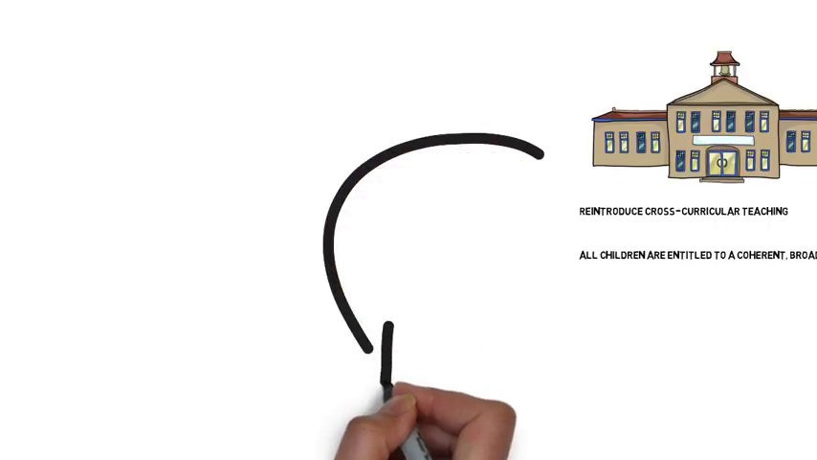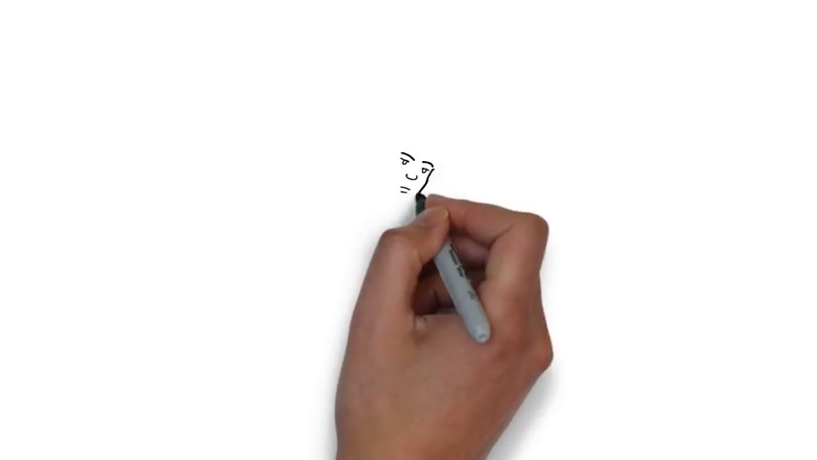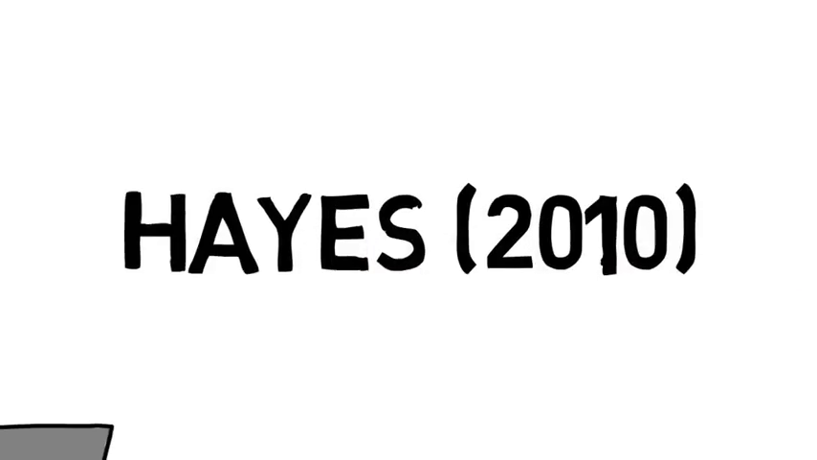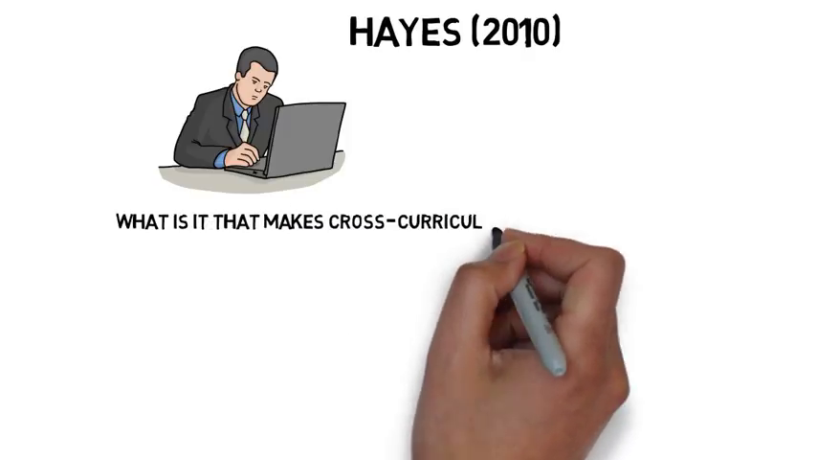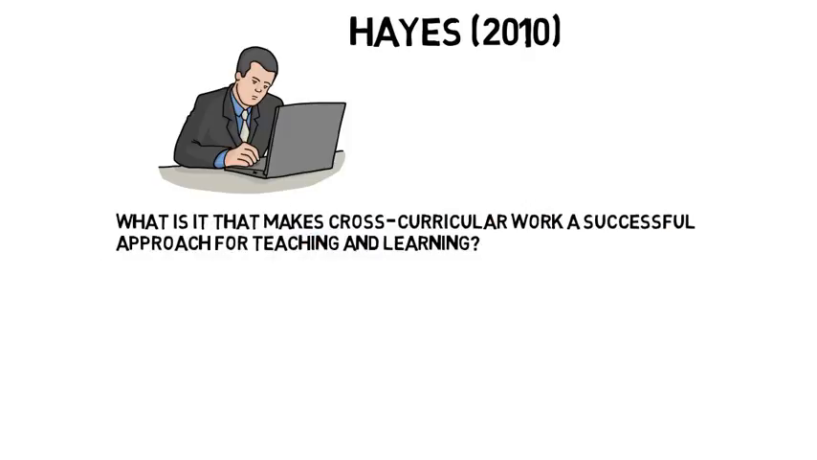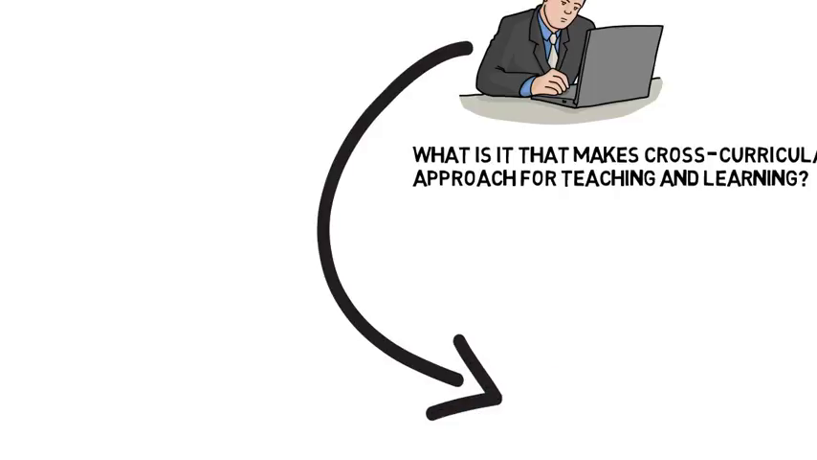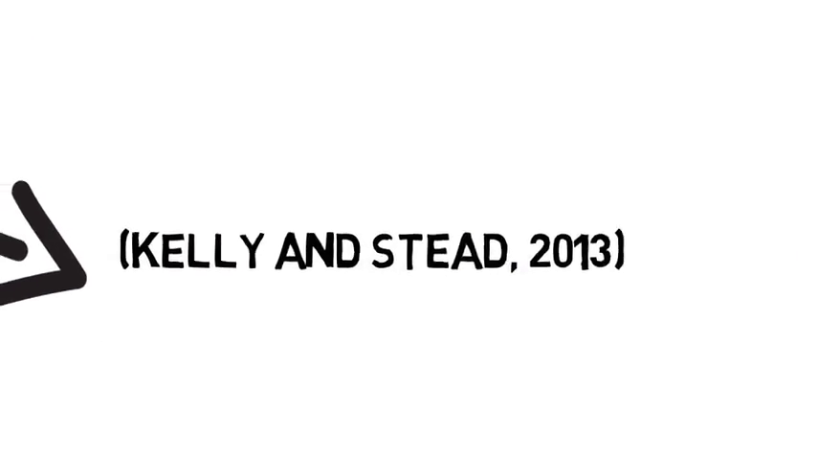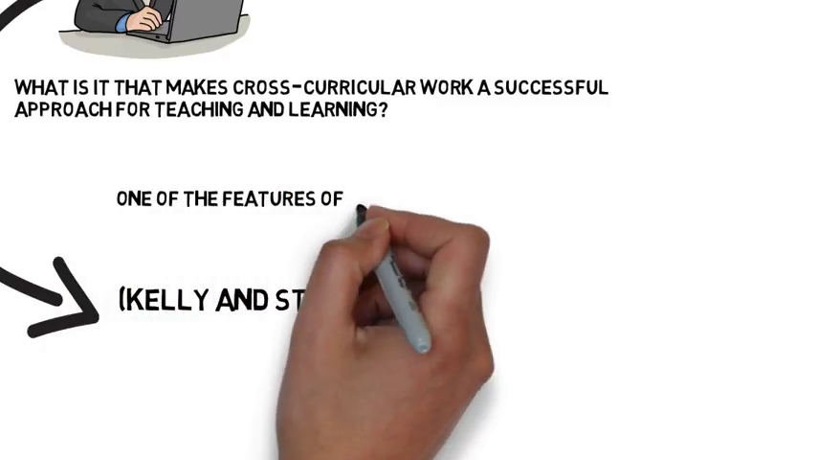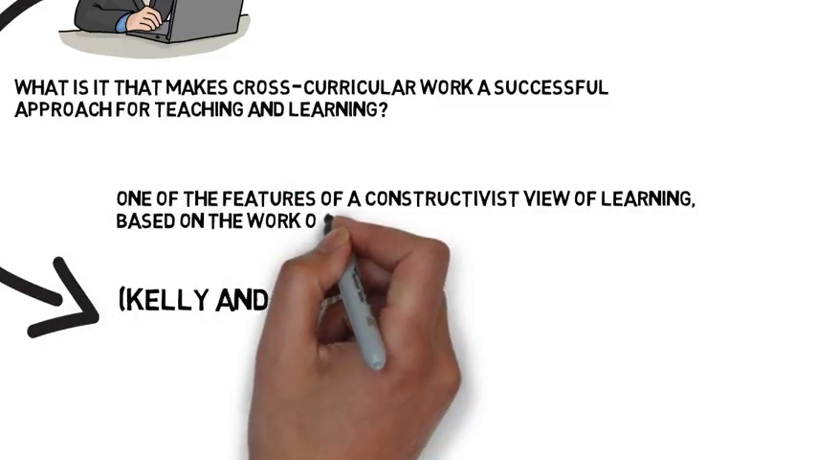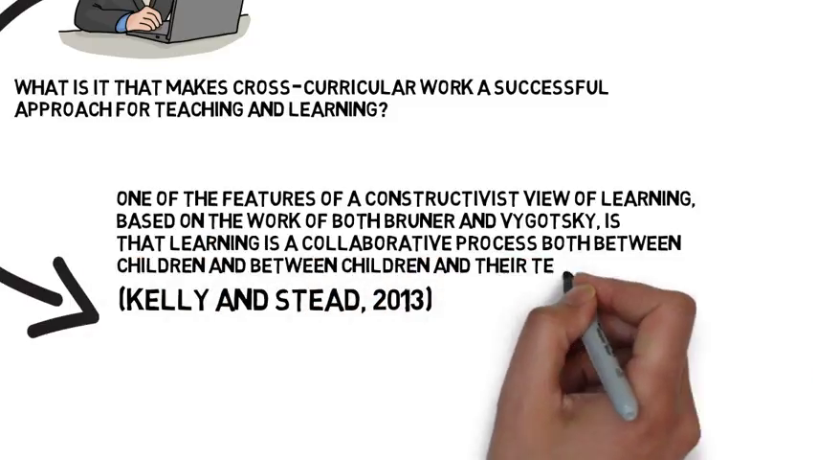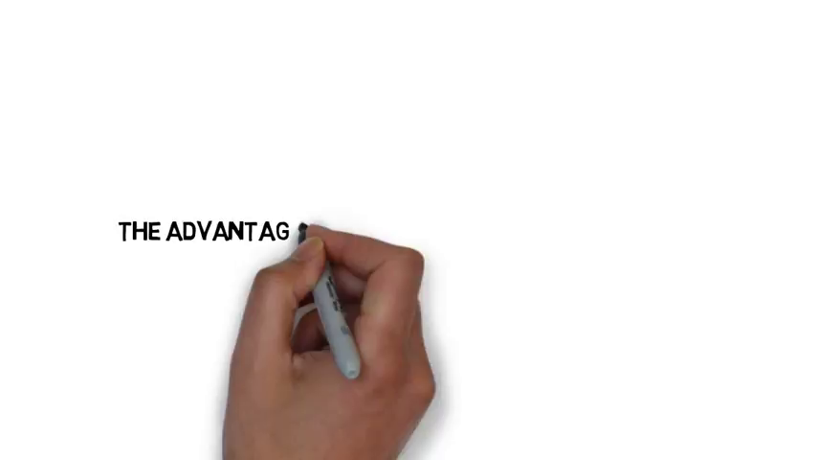Hayes 2010 once questioned, what is it that makes cross-curricular work a successful approach for teaching and learning? As has already been suggested, cross-curricular teaching and learning has strong links with a constructivist view of learning, as children work collaboratively and learn from their own direct experience. One of the features of a constructivist view of learning, based on the work of both Bruner and Vygotsky, is that learning is a collaborative process both between children and between children and their teacher.